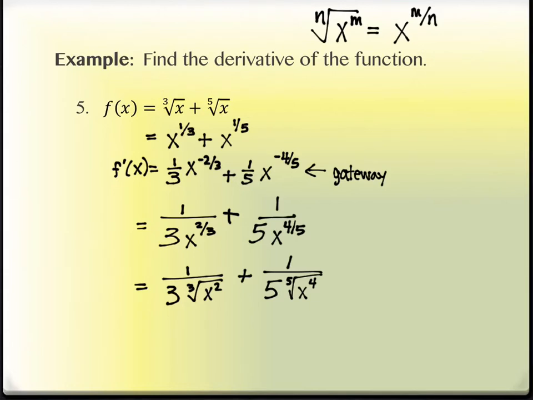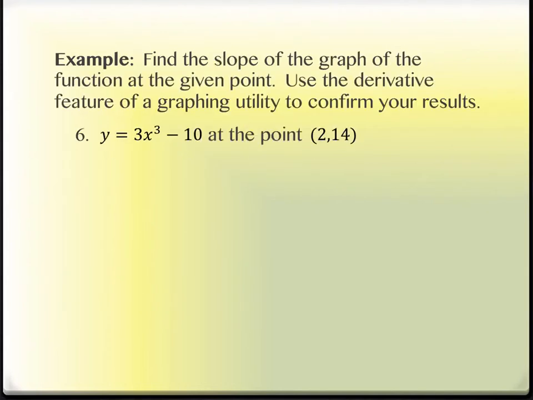Okay, we're going to take this one step further. The directions are going to change slightly. We're actually going to find the slope on this next couple of them. It says find the slope of the graph of the function at the given point. It says use the derivative feature of the graphing utility to confirm your results. Not you results, my typo. I've got a typo on paper too. Your results.